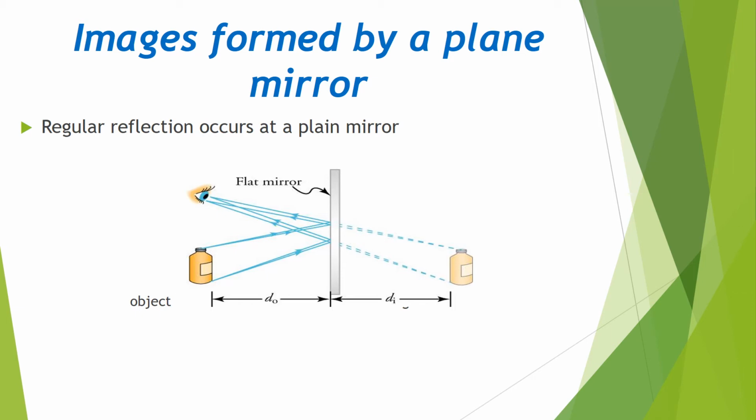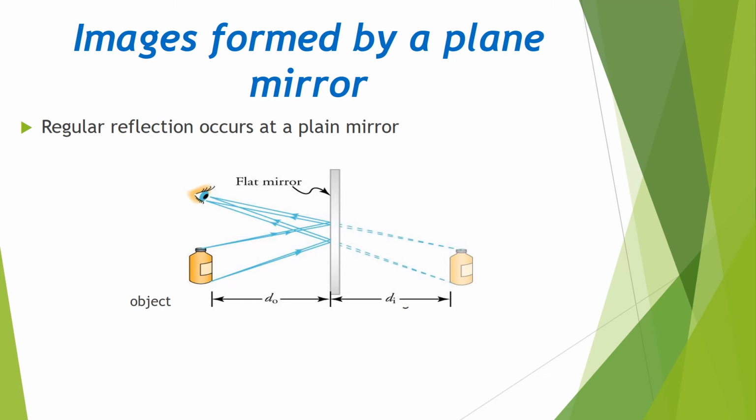Images formed by a plane mirror. Regular reflection occurs at a plane mirror. Look at the picture very carefully. In this picture, you can see there is an object which is kept in front of a plane mirror. There is an image which is formed opposite to the object.